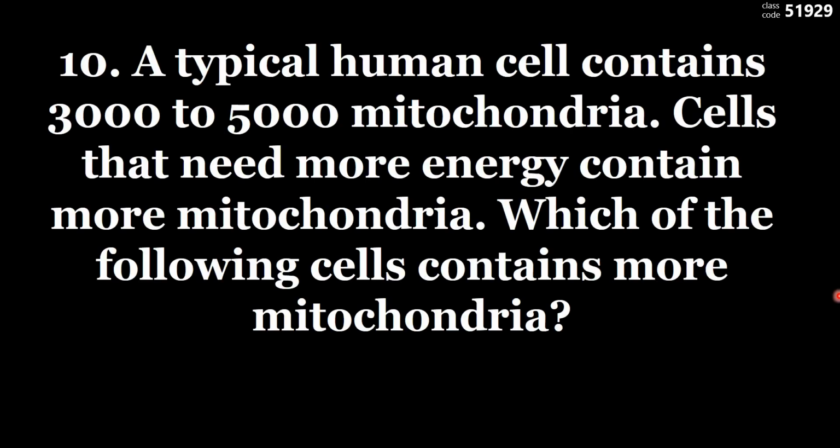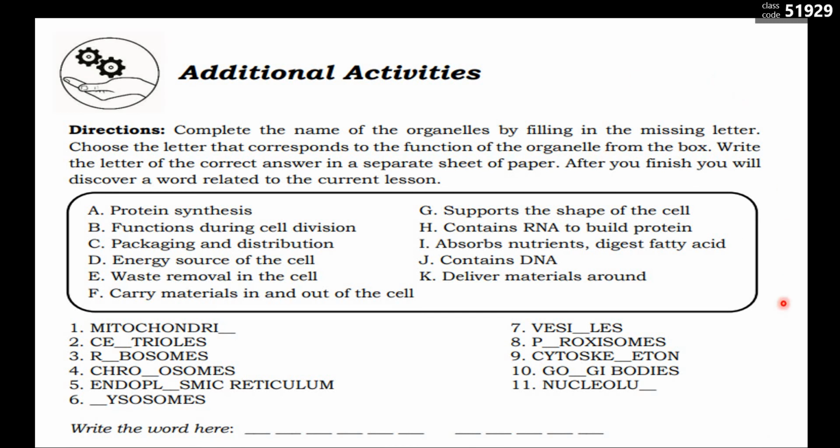So let's add number 10. A typical human cell contains 3,000 to 5,000 mitochondria. Cells that need more energy contain more mitochondria. Which of the following cells contains more mitochondria? Okay, that is correct. It is called muscle cell. Okay, so for additional activities, you are given this. You're asked to write the word there.